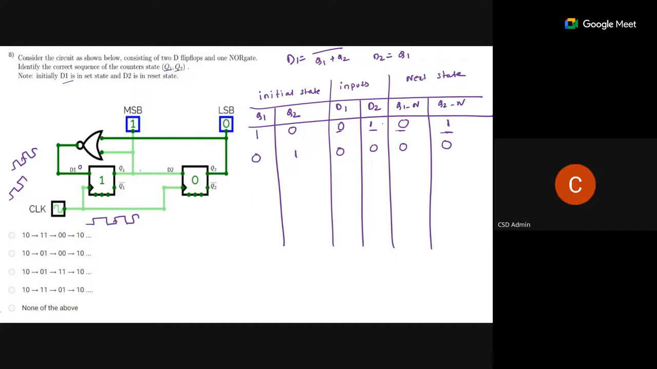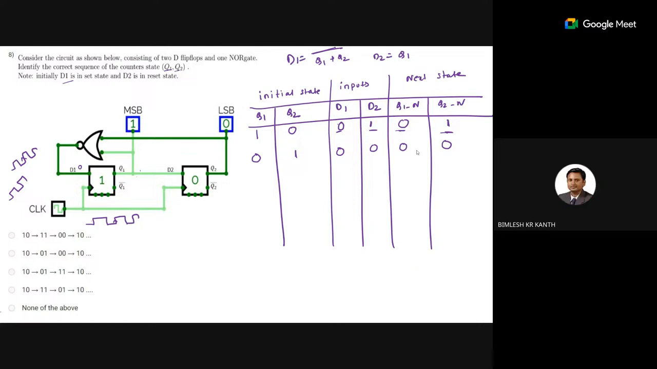After giving the D1 and D2 inputs, what will be Q1 next and Q2 next? The clock is high, D1 is 0, so it will be 0. For D1, the operation on Q1 and Q2 gives 1 only if both are 1, and they are not, so it will be 0. And D2 is Q1, so it will be 0. So it will be 0, 0, because it's copied.